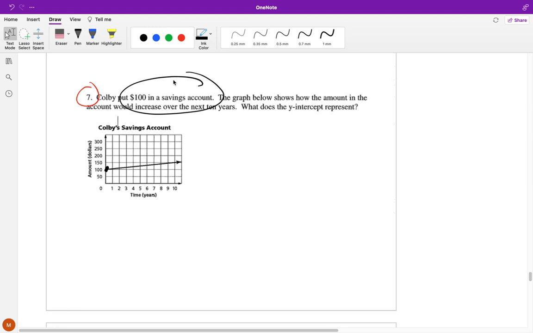So there's really nothing that we need to do for that. Remember, y-intercept is where x is 0. So our point is (0, 100). That means that when no time has passed, we have $100 in there. So that's how much money they put into the savings account. That is it for this.